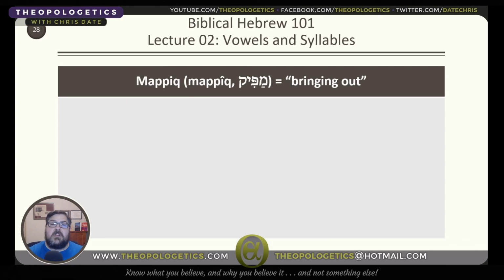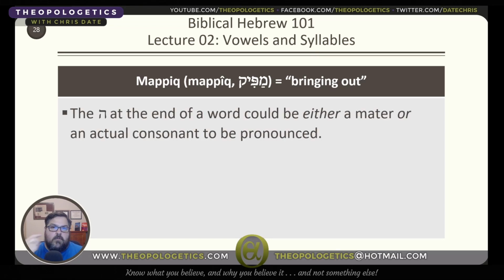Now, I mentioned a moment ago we would learn about the dot in a hey at the end of a word. When a hey at the end of a word has that dot in it, that dot is called a mappiq, which means a bringing out, causing to reveal something, causing something to stand out. The hey at the end of a word could be either a mater, a vowel letter that continues the vowel sound under the previous consonant, or it could be an actual consonant to be pronounced.